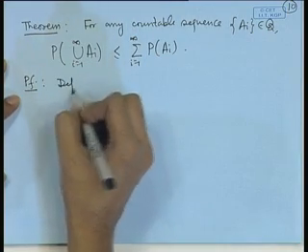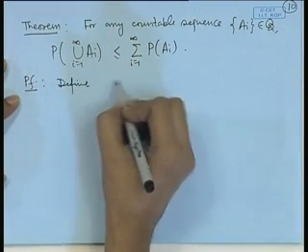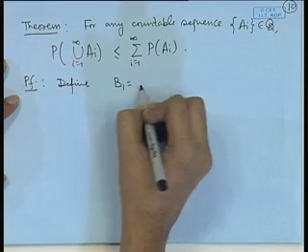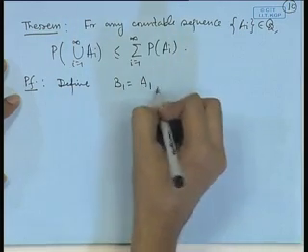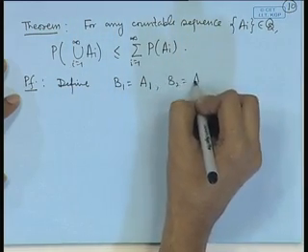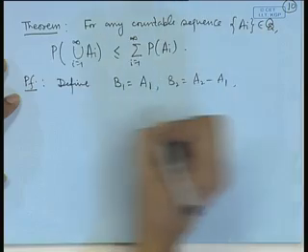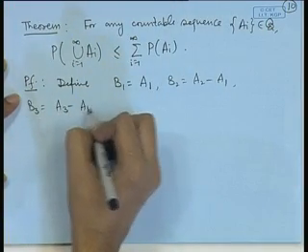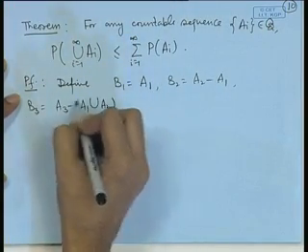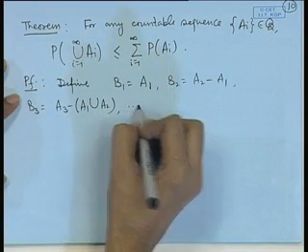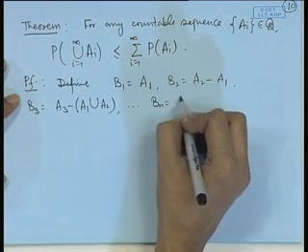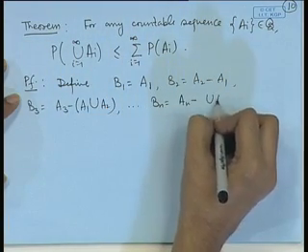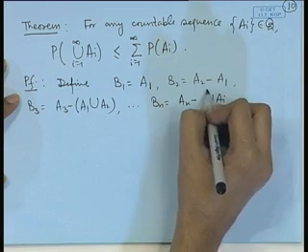Let us define, say, B1 is equal to A1, B2 is equal to A2 minus A1, B3 is equal to A3 minus A1 union A2, and so on. In general, Bn is equal to An minus union of A_i, i is equal to 1 to n minus 1.